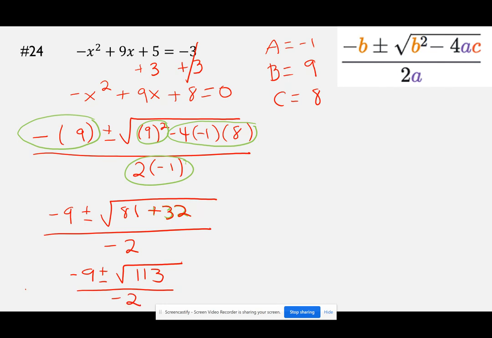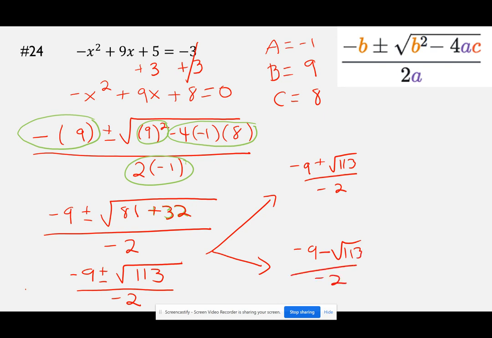So 113 is not a perfect square, so I'm going to leave it like a radical, but we know that we're going to have two problems we have to solve from this point. We need to solve -9 plus the square root of 113 over -2. Oh, sorry, not minus, plus. The second one would be -9 minus the square root of 113 over -2. You can only do one operation at a time. That's why we have to split it into two.